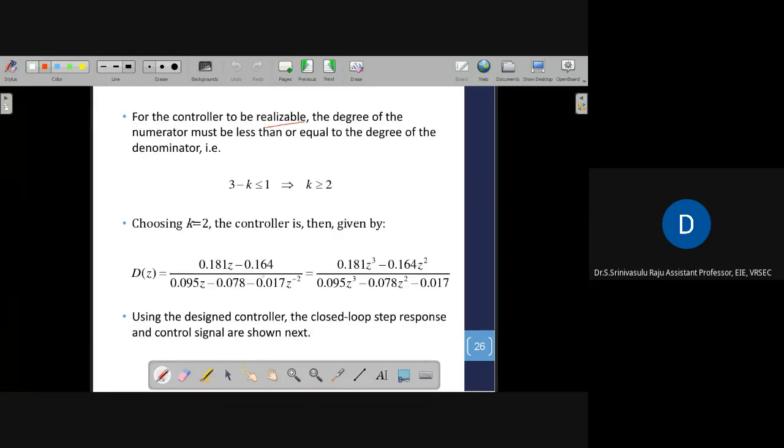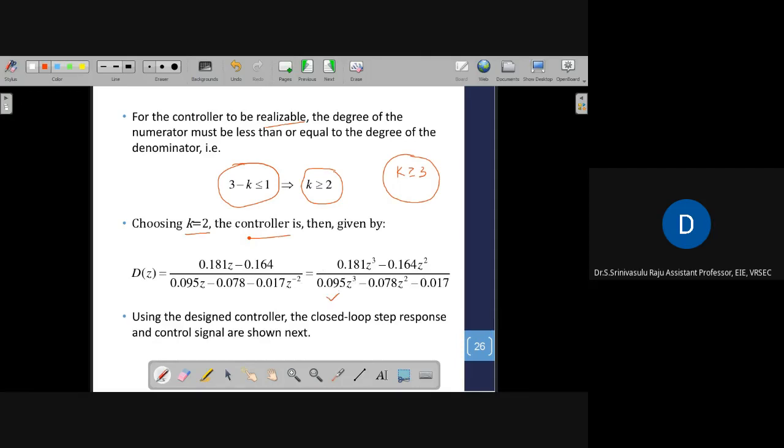This is a very important point. 3 minus k should be less than or equal to 1, and k is greater than or equal to 2. In the deadbeat algorithm, you got k greater than or equal to 3. In Dahlins, the order of k has been reduced. So we assume k is equal to 2 because it is the minimum value, and we have designed the controller. This is the controller equation.